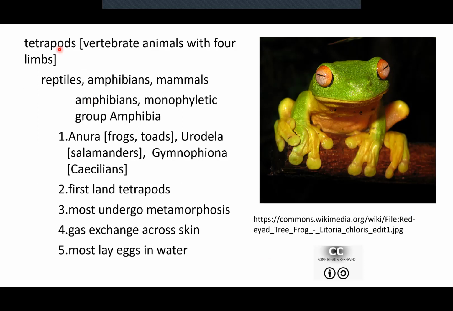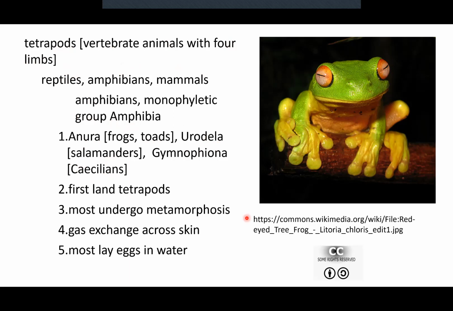Next, we talk about the tetrapods, meaning 4 limbs. So these are the reptiles, amphibians, and the mammals. And amphibians, you have your frogs and your toads, salamanders, and your caecilians. Amphibians were the first land tetrapods. Most undergo metamorphosis. A classic example is with frogs.